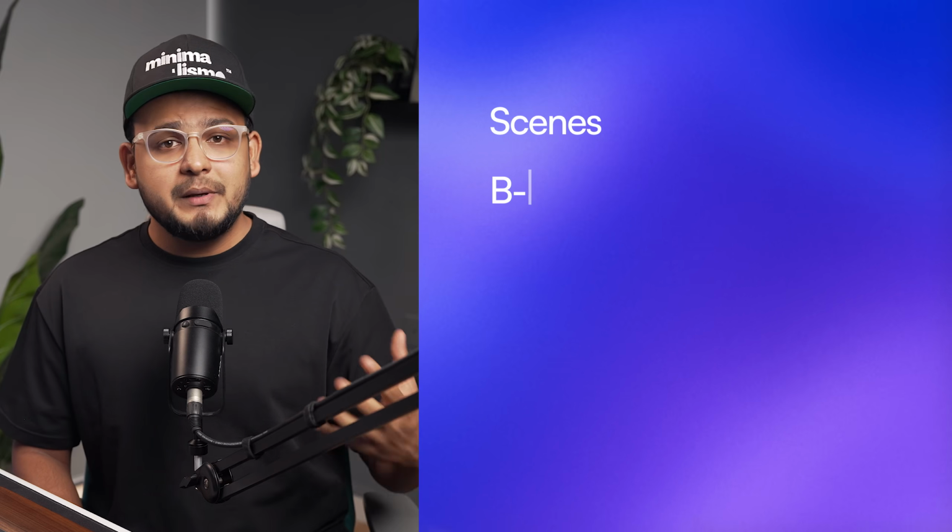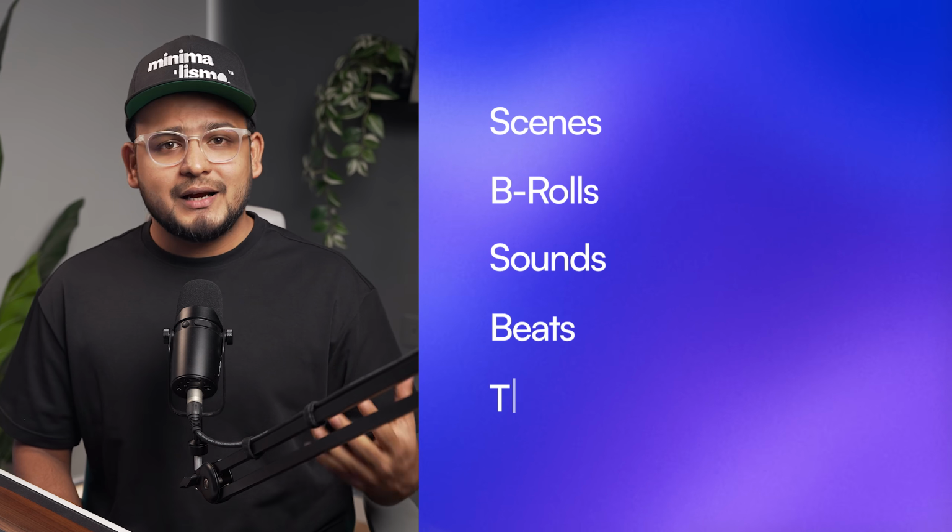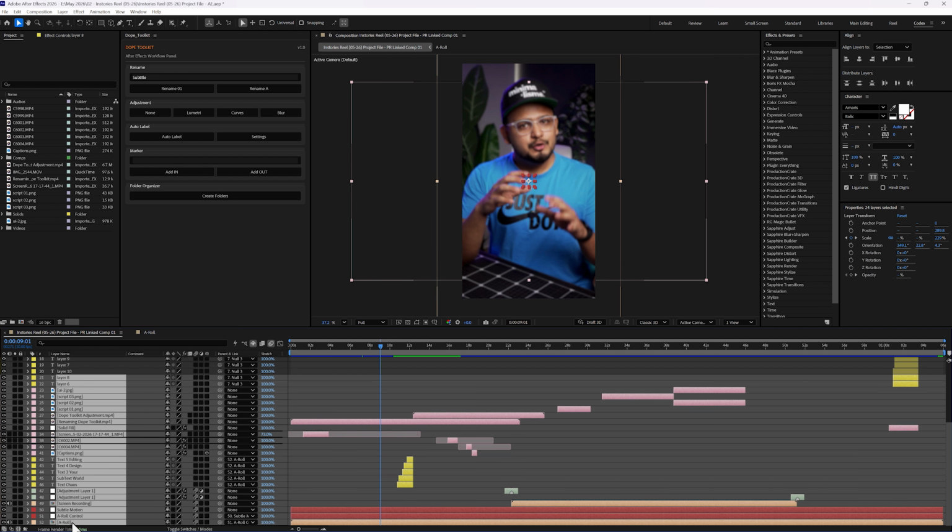The fourth one was markers. When I'm planning scenes, B-rolls, sounds, beats, transitions, I had to add markers manually. So I wanted one simple tool that can add numbered markers at the start and at the end of the selected layers, like scene 1, 2, 3 or B-roll 1, 2, 3.